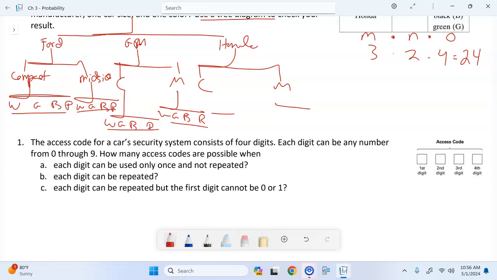So our first combination is that each digit can only be used once and not repeated. And so we look at each different spot in our access code. For the first digit, how many different numbers can I choose from?